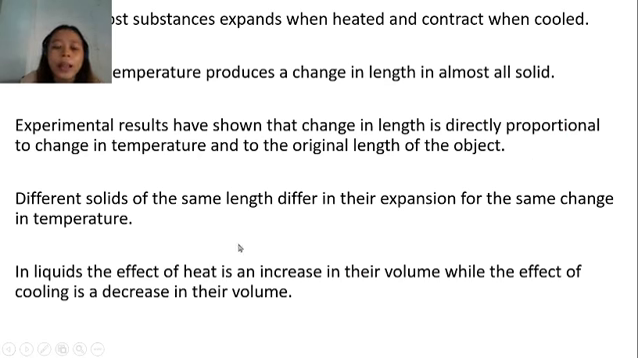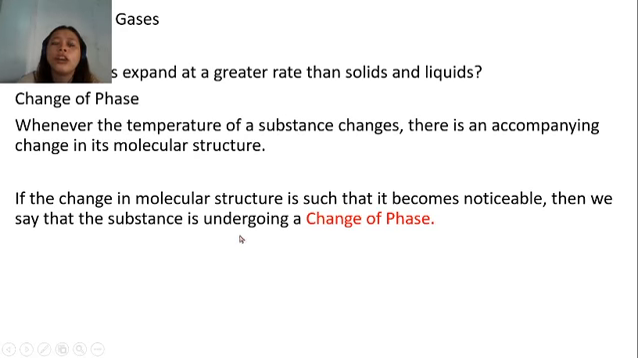Different solids of the same length differ in their expansion for the same change in temperature. In liquids, the effect of heat is an increase in their volume, while the effect of cooling is a decrease in their volume. So in liquids, if the heat is high, the volume increases. If the temperature decreases, the volume also decreases. So, expansion of gases. Why do gases expand at a greater rate than solids and liquids?